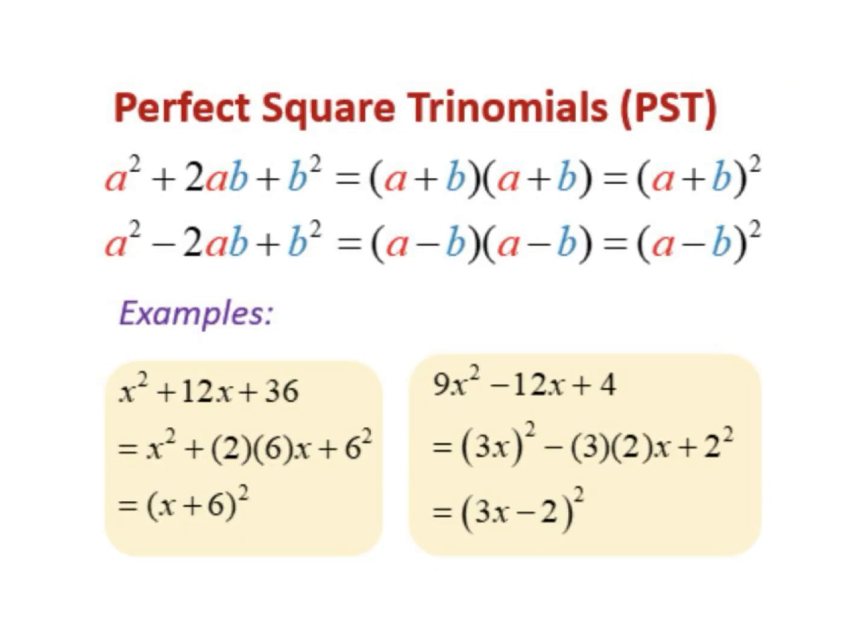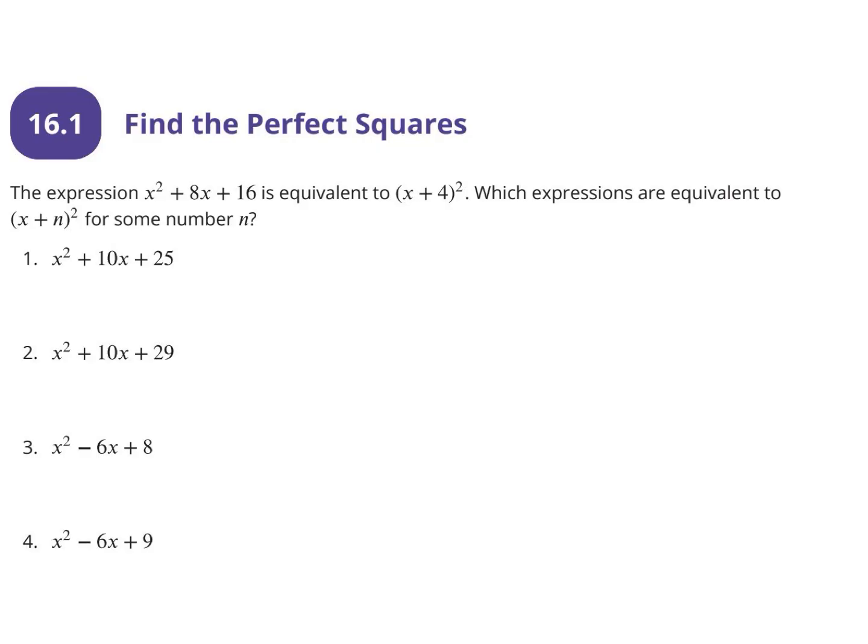Okay, here are some more notes with examples. Find the perfect squares. I don't know if this is a perfect square. So the first thing I'm going to do is take the square root of 25, and I will get 5. And I know that 2 times 5 equals 10, using the formula from before. So this looks like a perfect square trinomial where x plus 5 quantity squared is the answer.